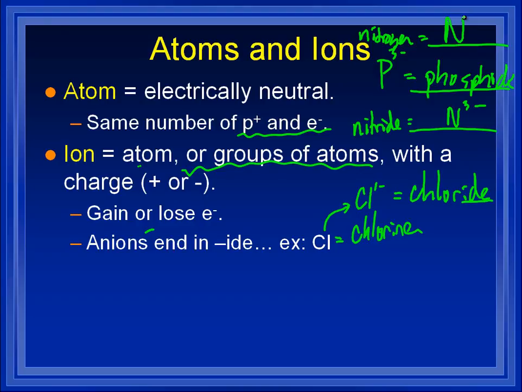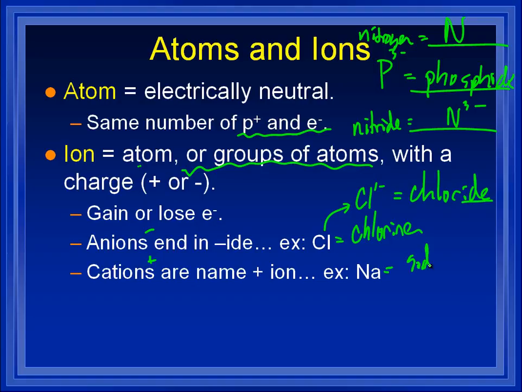And then you have positively charged ions, which are cations. So cations are positive here. As far as naming goes, the name is whatever it is you're talking about, followed by ion. So an example here is Na. What is Na? Sodium. And that's it.